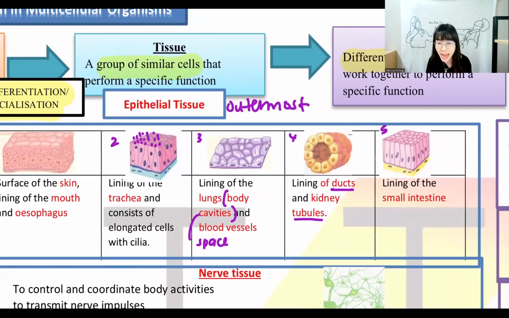Number 5 is the lining of the small intestine. The intestine has 2 functions. First is to digest food. Number 2 is to absorb nutrients. Your intestine has only 2 functions: absorb nutrients and digest food. So this is the epithelial tissue.